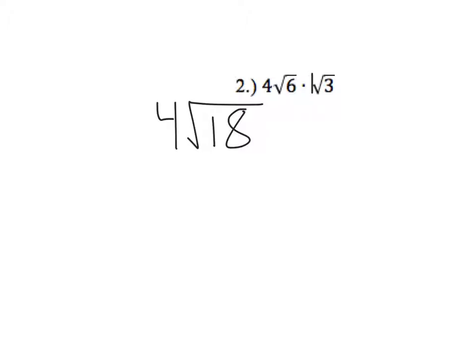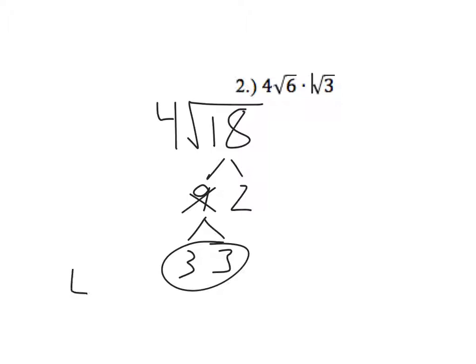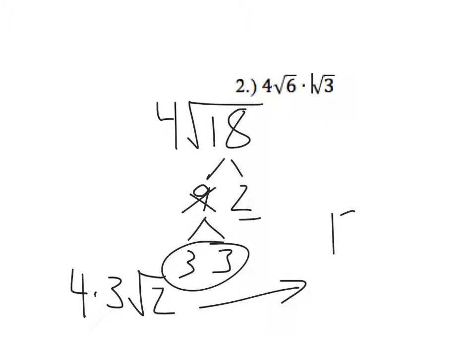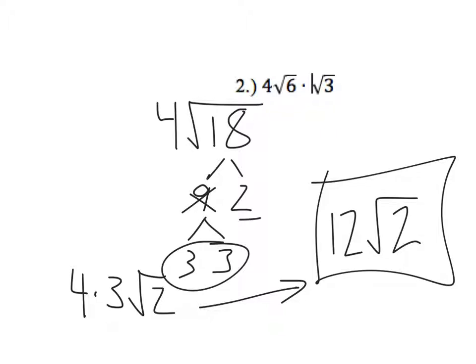I'm not done yet. What I have to do is see if I can clean it up or simplify it a little further. If I look at square root of 18, I can actually break that down into 9 and 2. And the square root of 9 is 3. So now I have a pair of 3's. So I'm going to have 4, bring that 4 down, times 3 that comes out, and then square root of 2, because the 2 is left behind. Well, I can actually simplify that even further. 4 times 3 is just 12 square root 2. And that's my final answer. So you just multiply the outside, multiply the insides, and then see if you can simplify it once you do that.